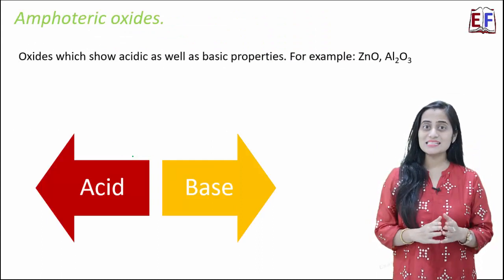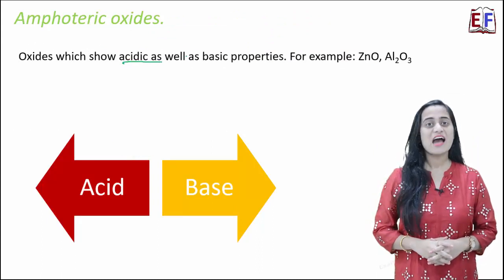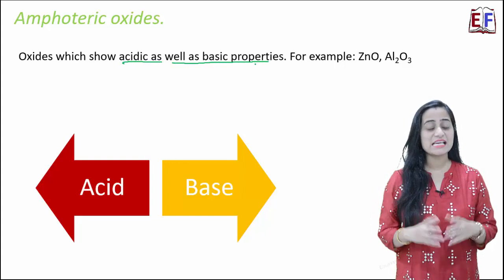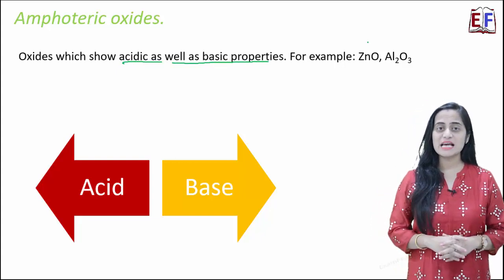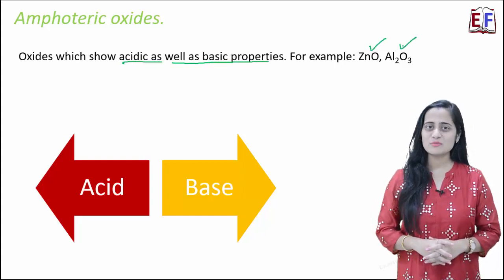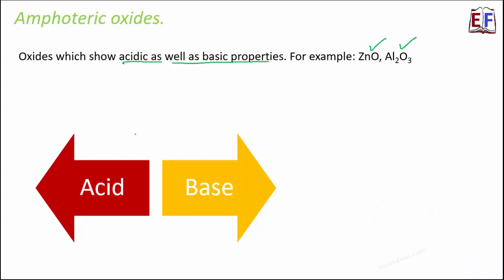Oxides which show acidic as well as basic properties are called amphoteric oxides. Examples of amphoteric oxides are zinc oxide and aluminium oxide. So what you would see is, if acid reacts with zinc oxide, what happens? Neutralization. That is, you get salt plus H2O. So this shows that zinc oxide here behaves like a base because it reacts with acid to form salt plus water.